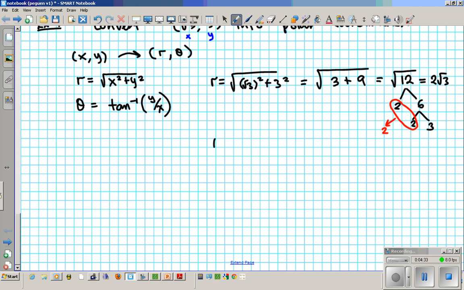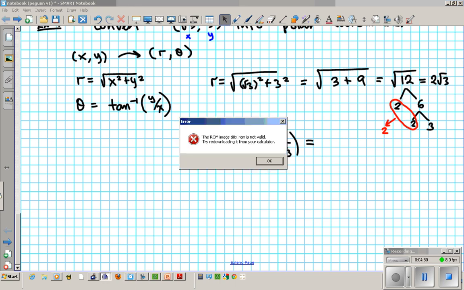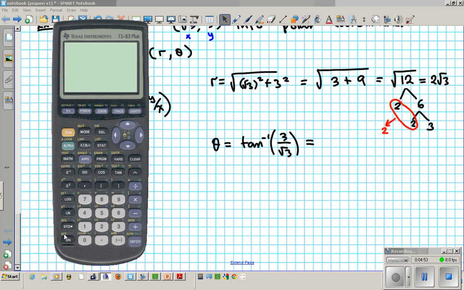Now let's look for theta. Theta equals the inverse tan of y over x. Y is 3, and x is root 3. So let's use our calculators to figure this out. Fire up your calculators. This one always resets the mode to radians, so I gotta make sure I'm in degrees first before I start. Okay, degrees. Now we're looking for the inverse tangent of 3 over the square root of 3. Boom, 60 degrees. So theta is 60 degrees.